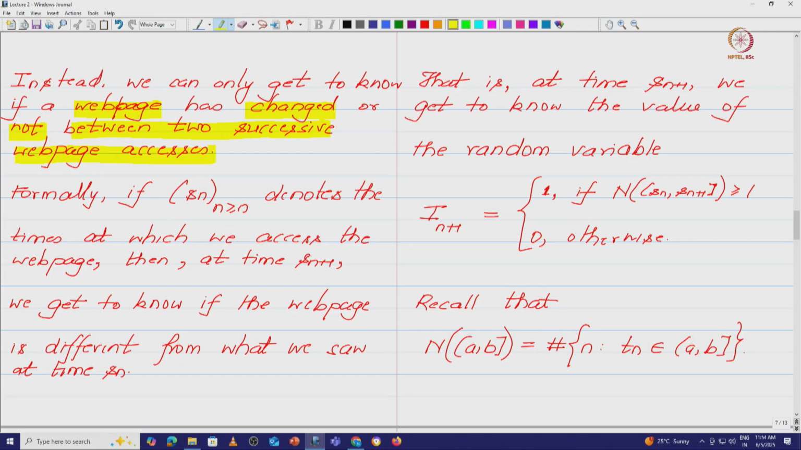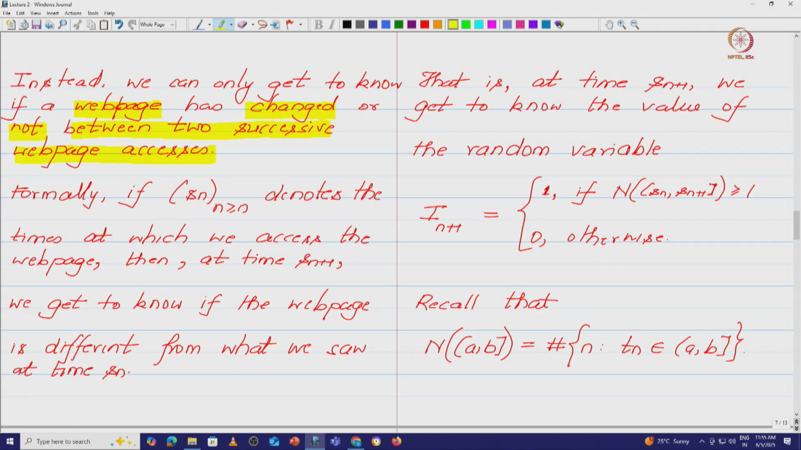So it has two copies of the web page, one that it had accessed previously and one that it accessed in the future time instance. Now this crawler, or this software that you design, can compare these two web pages and decide if the two copies differ, and based on that conclude that yes, between these two successive web page accesses the web page indeed has changed.